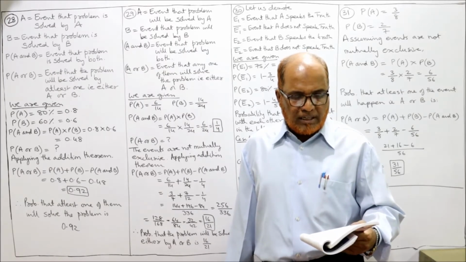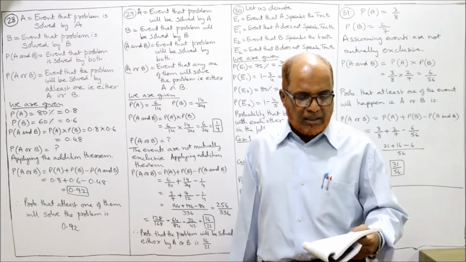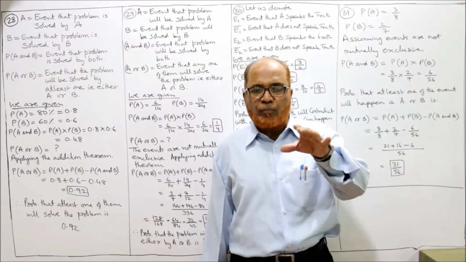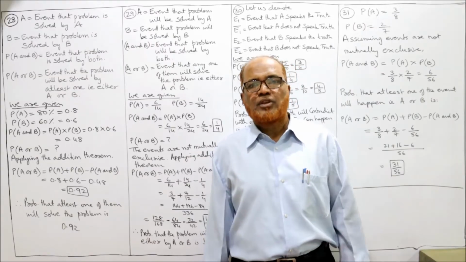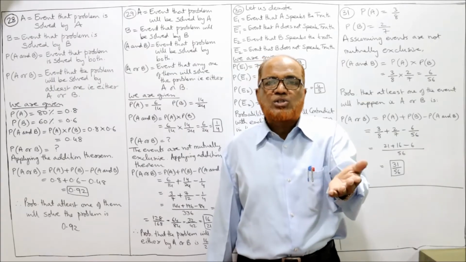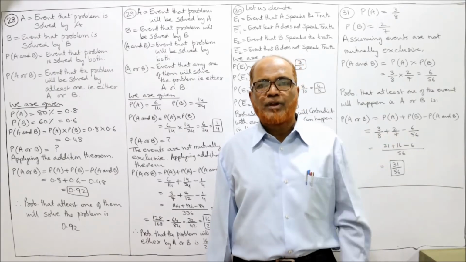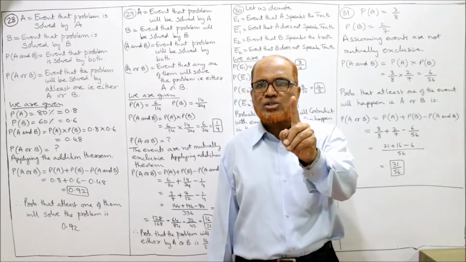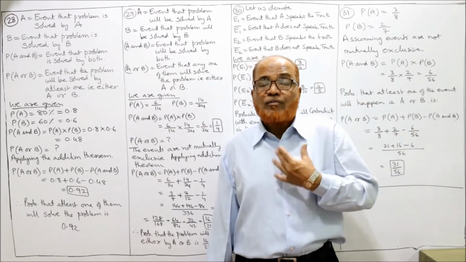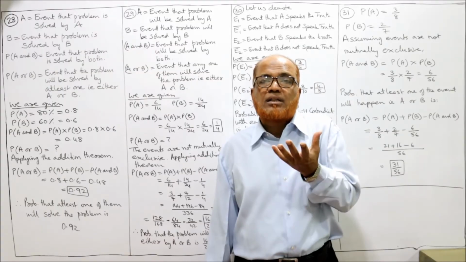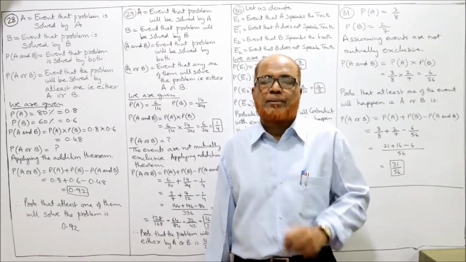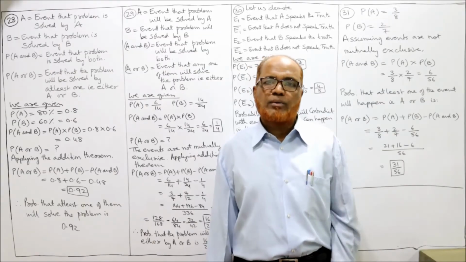What is the probability that if both of them will try the problem will be solved? The problem will be solved if it is solved either by A or by B. दो में से कोई एक भी अगर solve कर लिया तो problem solve हो गया. So we have to find out what is the probability that the problem is solved either by A or by B. A or B मालूम करना है.